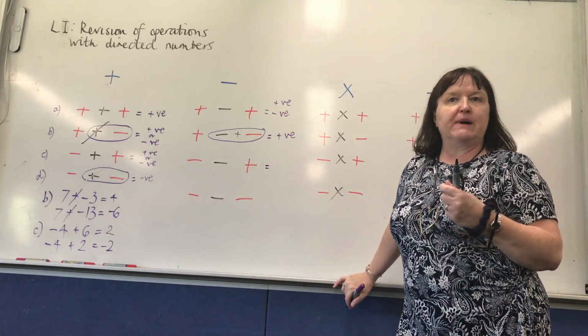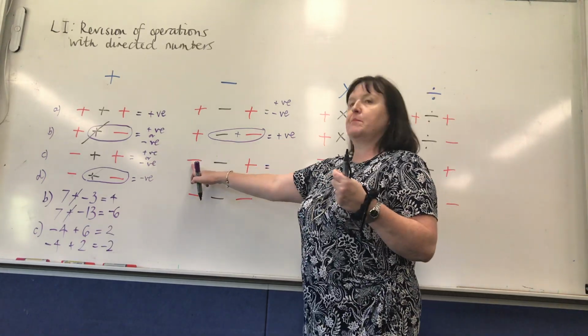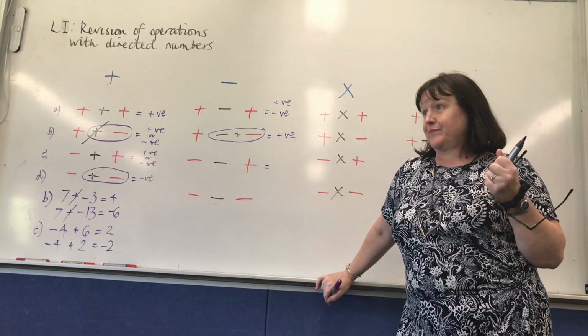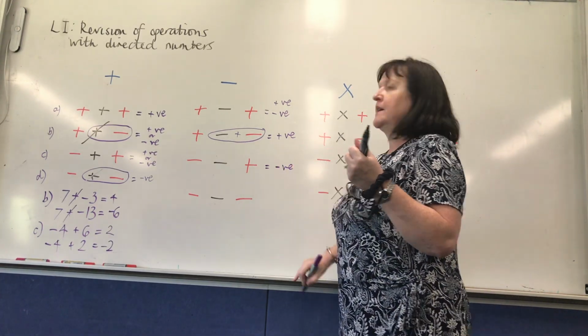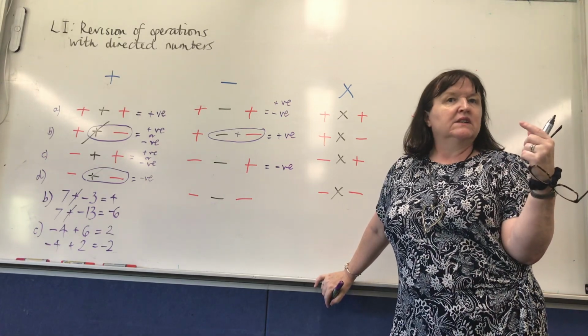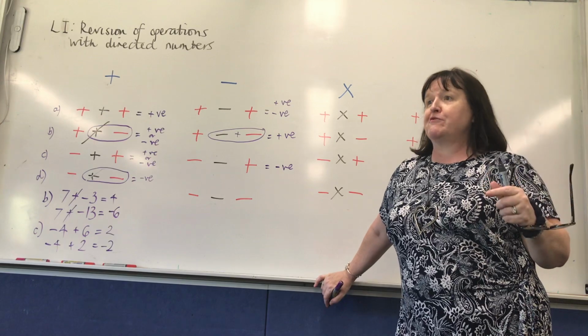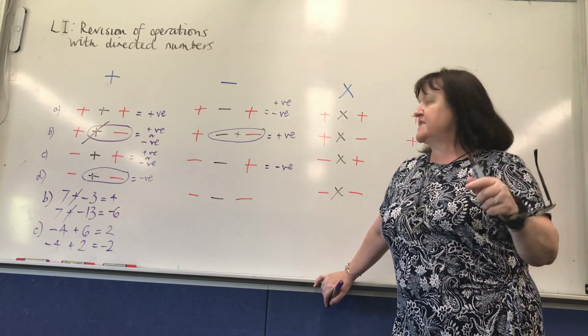Okay, this one then. A negative number, take a positive number. So a negative number, subtract a positive number. Negative? It will be negative, yeah. Because if you're at negative 10 and you take away 8, you go further away from 0, don't you? If you're at negative 1 and you take away 8, you'd be at negative 9.